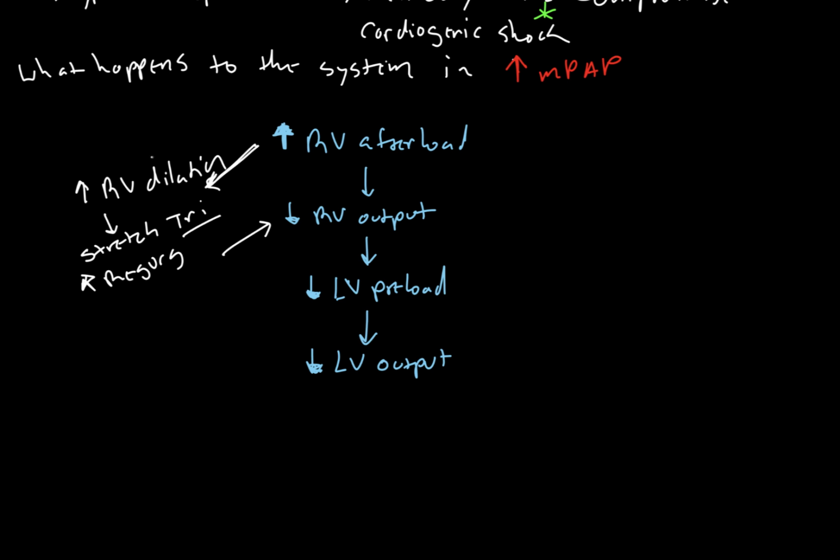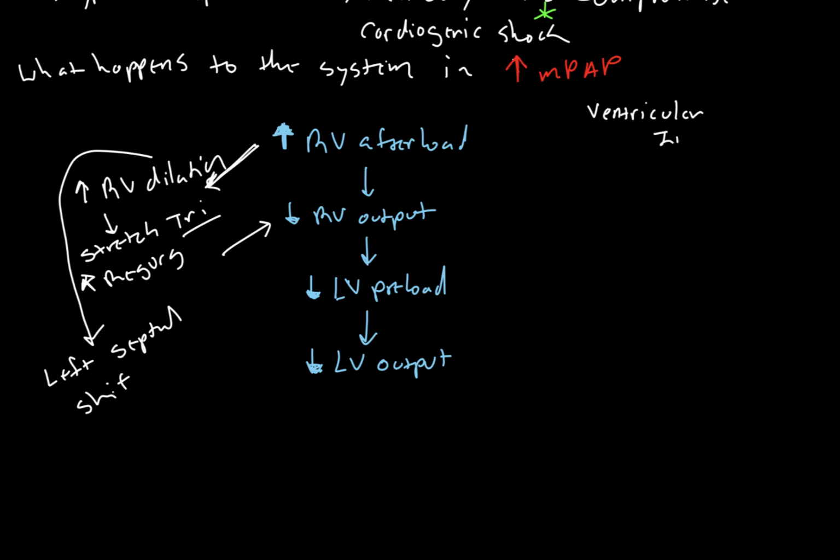This RV dilation is going to lead to a leftward septal shift. This interaction between the right and left ventricles is something that we call ventricular interdependence.